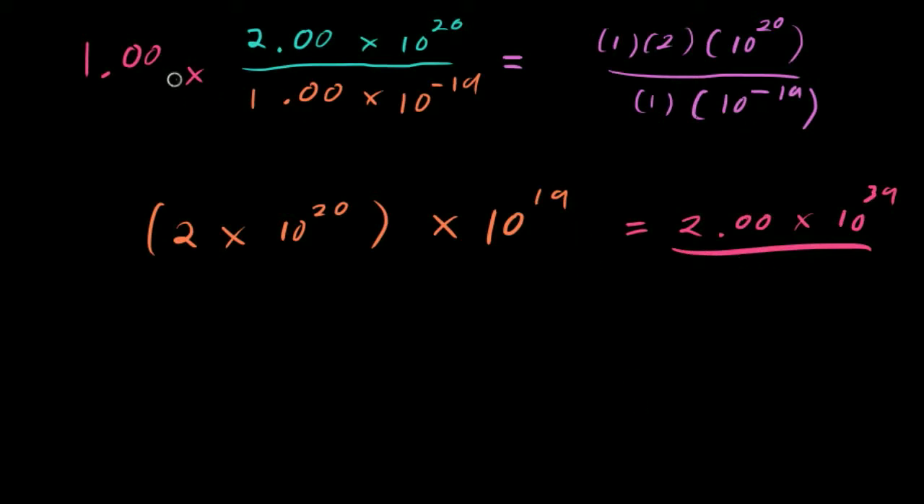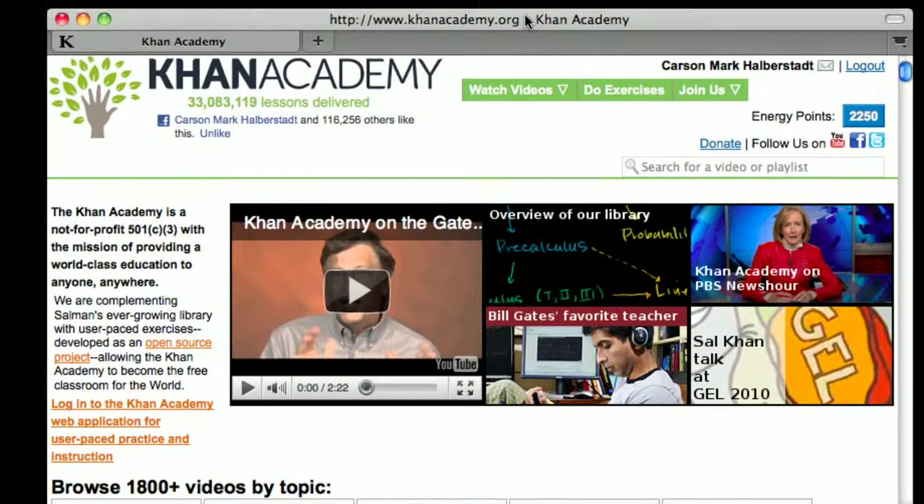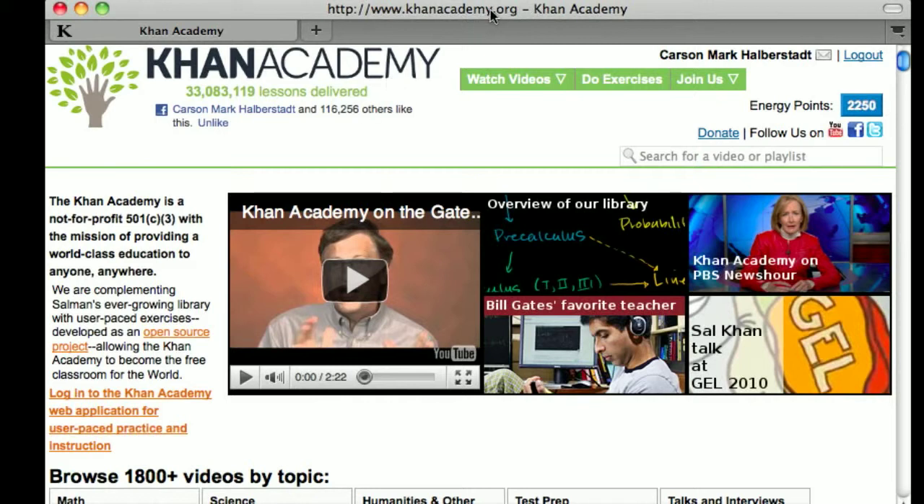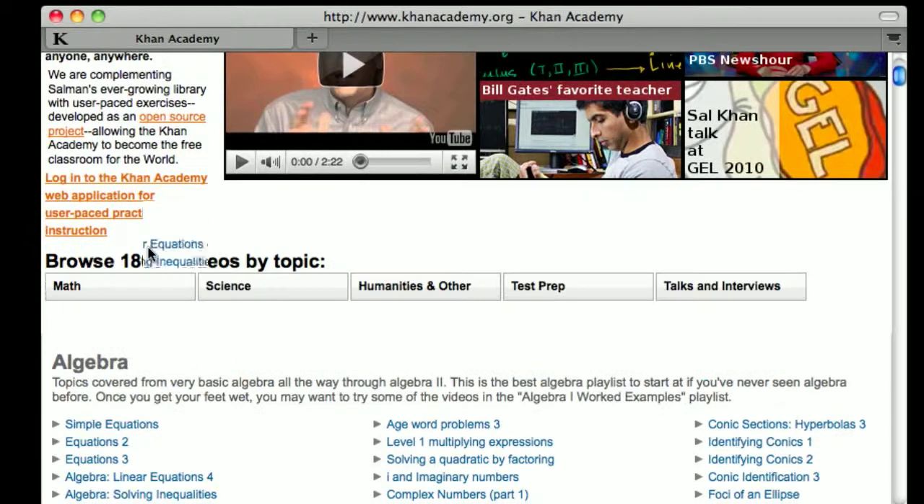But if you needed a calculator, or if you didn't quite understand how these exponents worked, that dividing by a negative exponent is the same thing as multiplying by the positive exponent, it's in your best interest to visit this site, www.khanacademy.org.